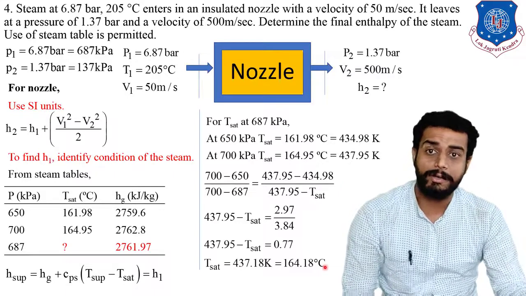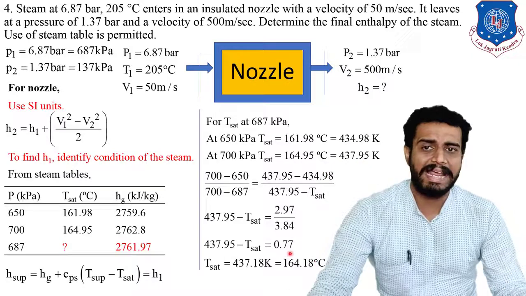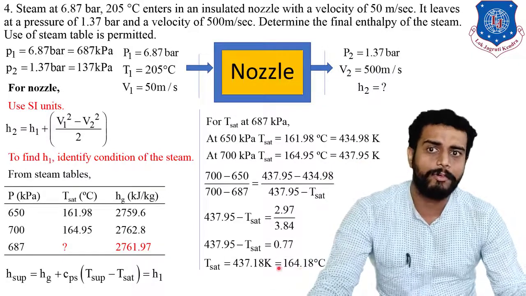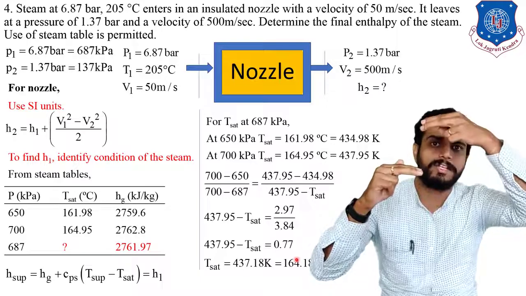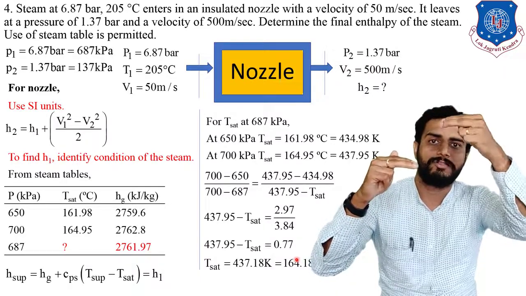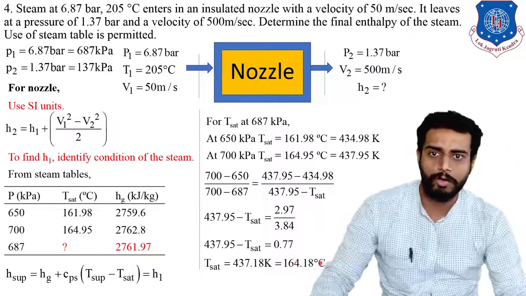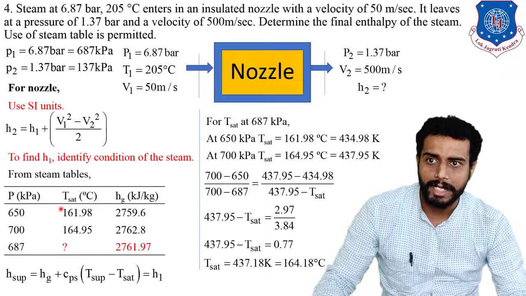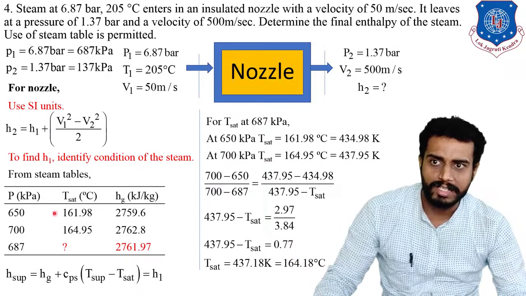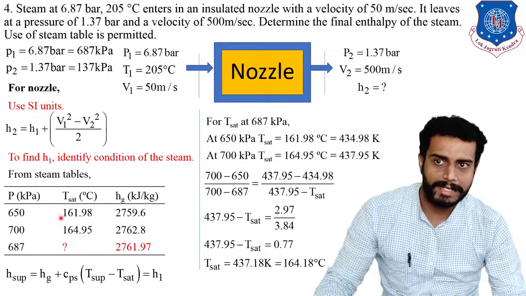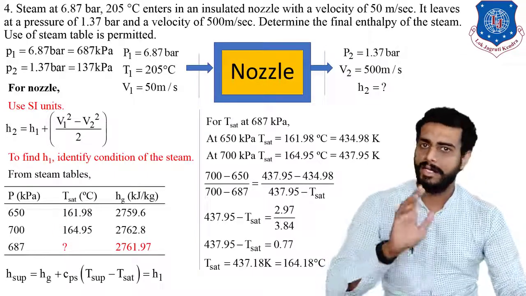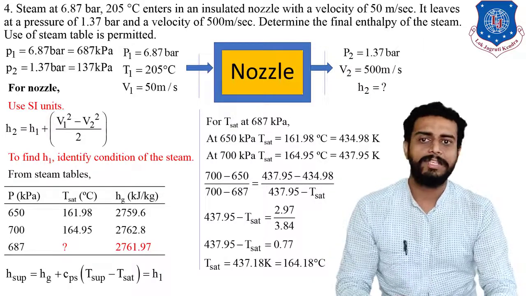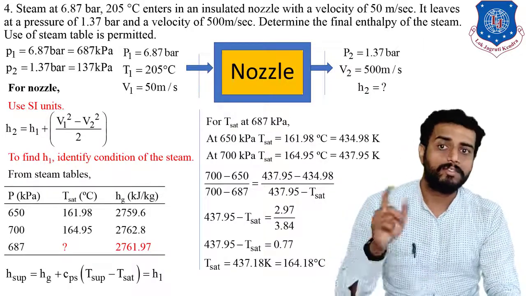Now obviously I already told you in the previous slide that this T saturated for 687 kilopascal shall fall between the value of T saturated for 650 and 700 kilopascal. So here if you observe, this 164.18 will be in between these two. See, 161.98 and 164.9. Right? That means we are right. Clear? Okay.